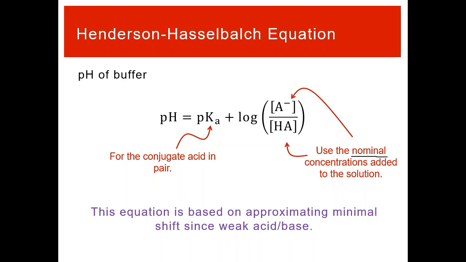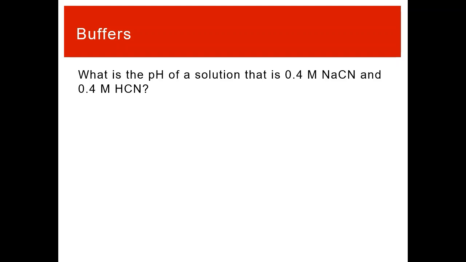So this becomes an algebraic problem. Basically, the ice table work, all of that algebra, has already been done. And this is the general expression you can always use to calculate the pH of a buffer. It does need to be a buffer in order for this equation to be applicable. Let's take a look at an example.